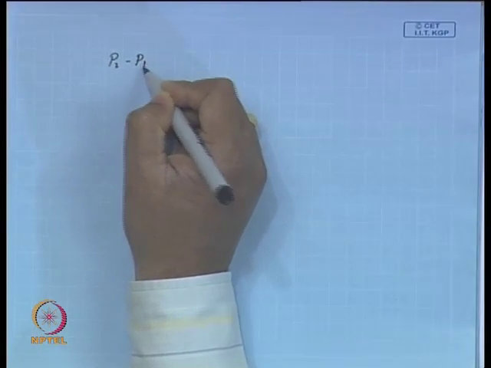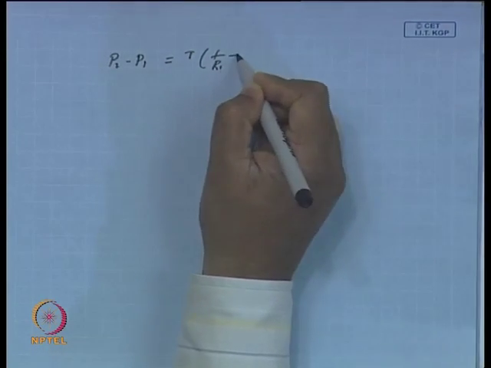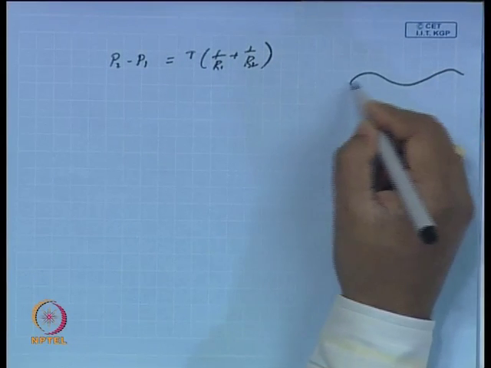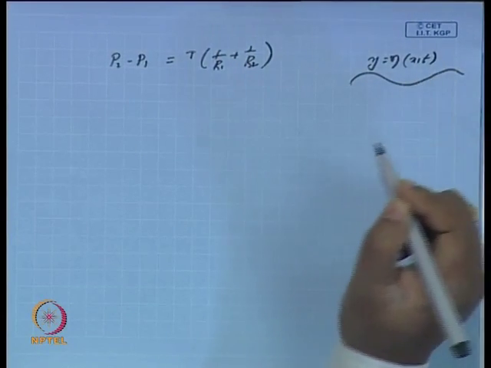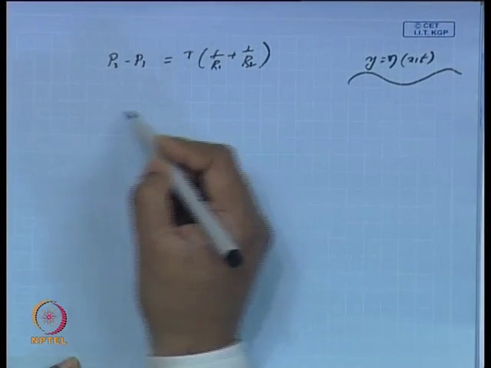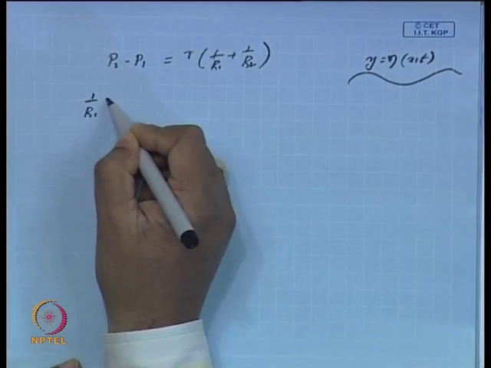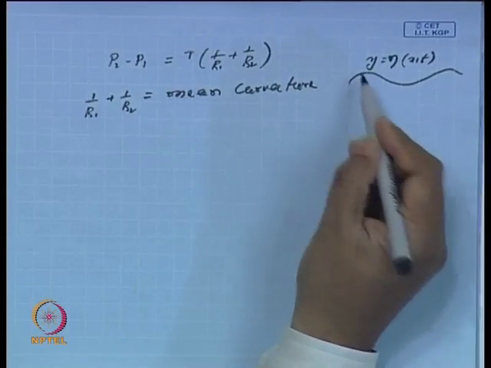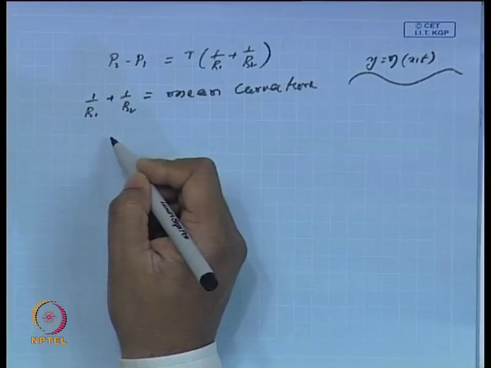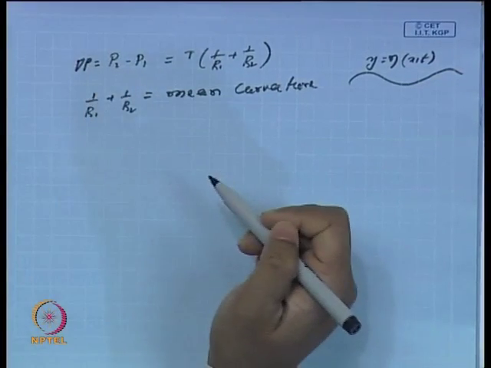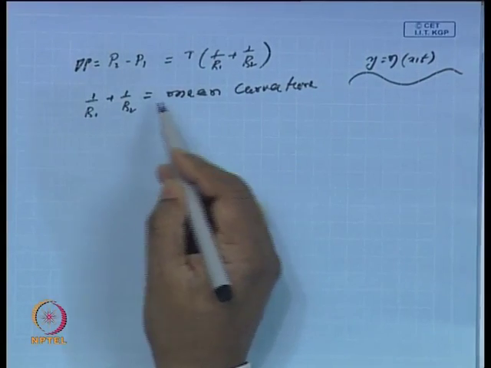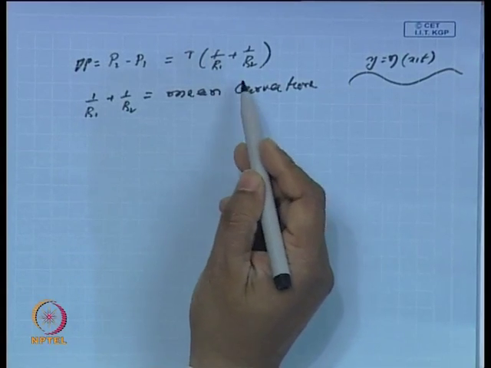We all know that the pressure difference P2 minus P1 is equal to T into (1/R1 plus 1/R2), where, if y equals eta is the free surface, 1/R1 plus 1/R2 is basically the mean curvature of the curve y equals eta. P2 minus P1 is the difference of pressure on both sides, which varies as the mean curvature, so grad P is equal to T into (1/R1 plus 1/R2).